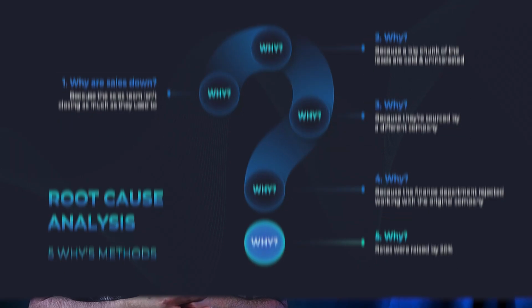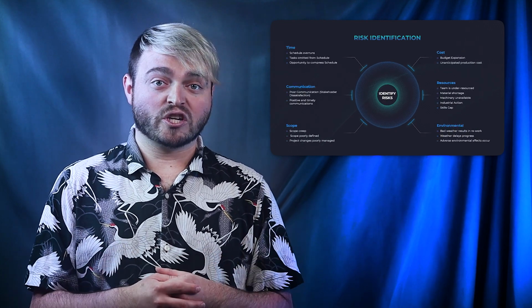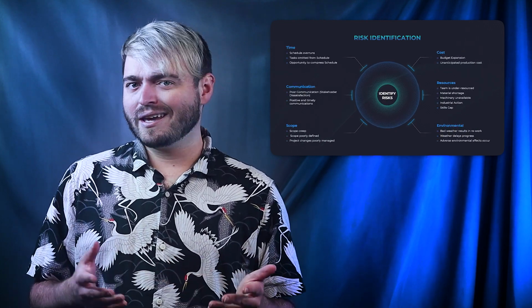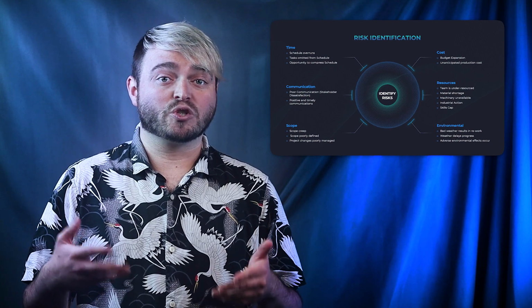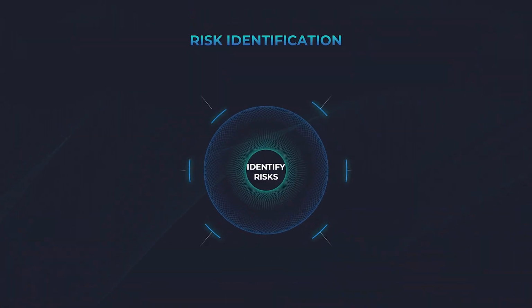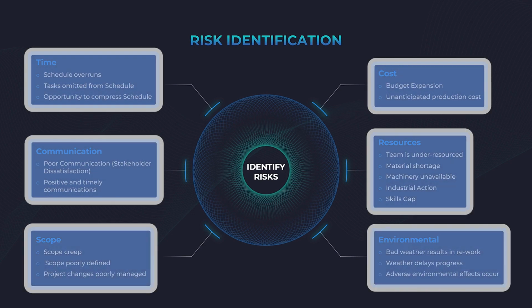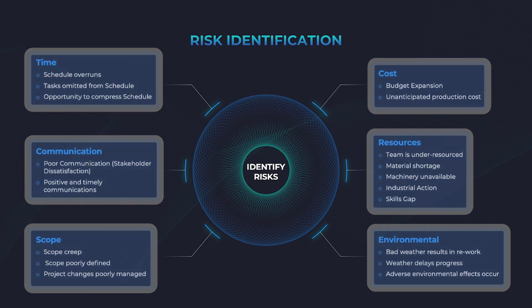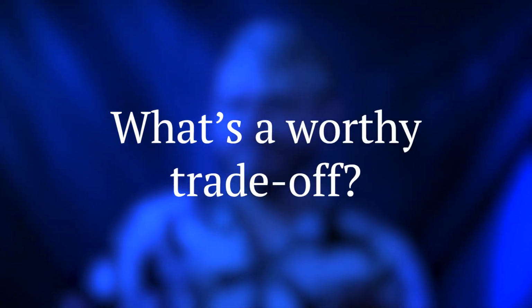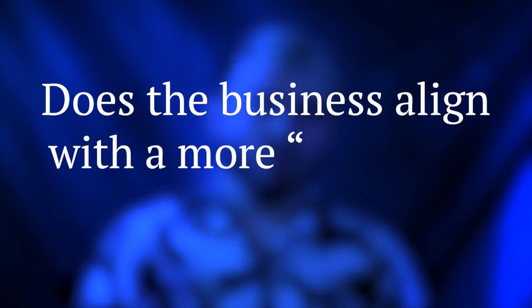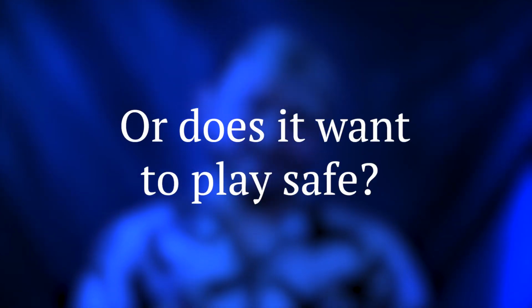With any plans for change, there are risks that are already associated with the current process, and also risks that could come up with the new changes. Whether the goal is to reduce the existing risks or to defend the business against potential future risks, it's important to lay out the possibilities to set a feasible expectation. This also brings up the question of what's a worthy trade-off? Does the business align with a more high-risk, high-reward approach, or does it want to play safe?